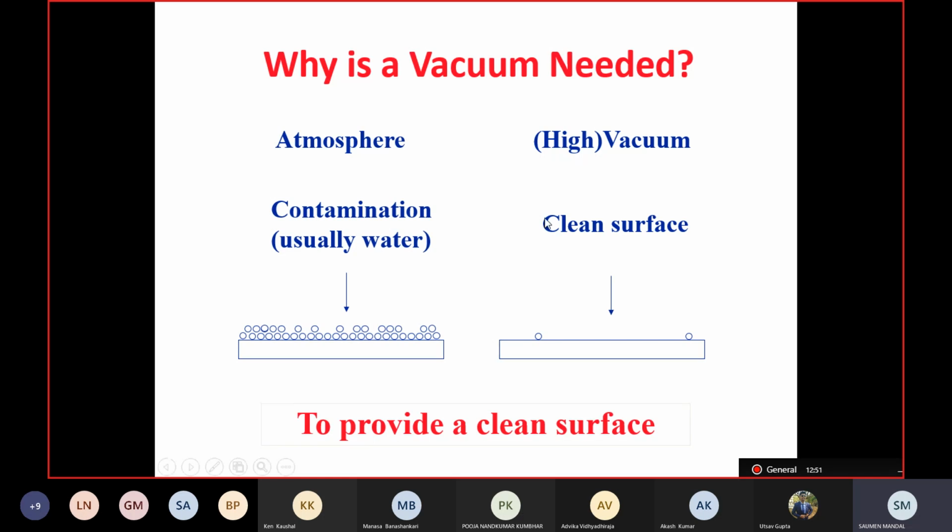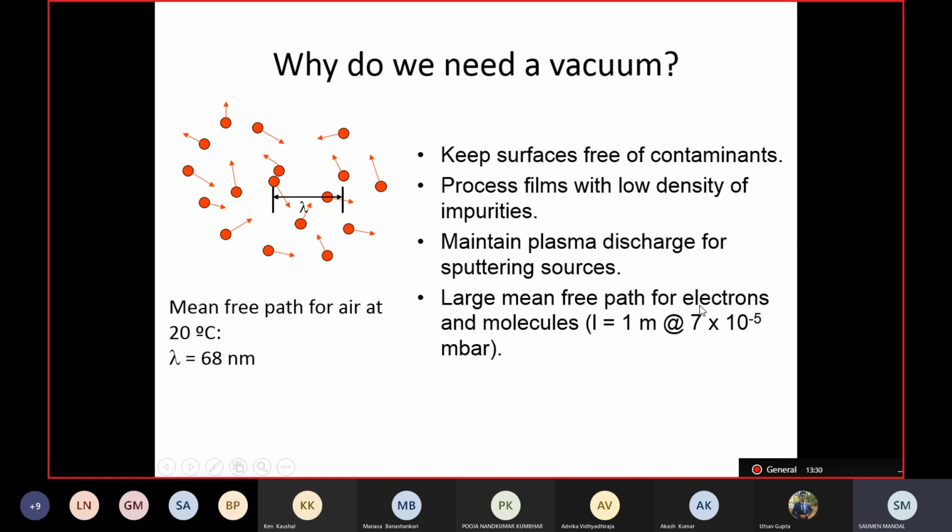In the atmosphere, this moisture has a natural tendency to absorb on the surface. When it is absorbed on the surface, then on top of this water molecule the semiconductor atom or maybe metallic atom will be deposited. So it will remain trapped as contamination there itself, as impurity, and ultimately it will degrade the device performance. But if you do it in high vacuum, you can get a clean surface because this moisture level will be very low, and of course the contamination will be less.